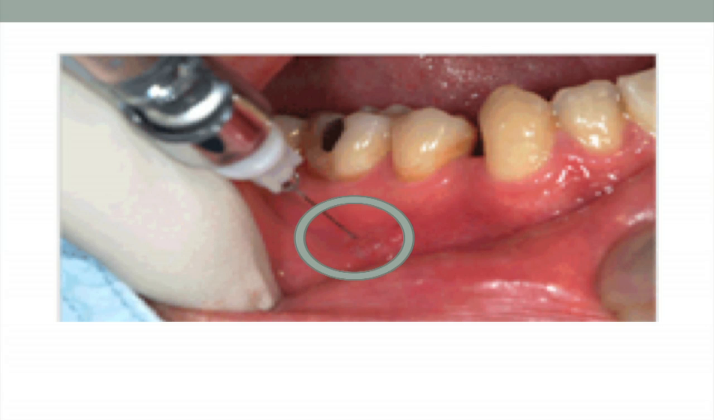As shown here, the needle is placed in the mucobuccal fold just below the mucosa, opposite the apex of the tooth requiring anesthesia. Because this technique requires a full cartridge of anesthetic solution, it should be done slowly. The ballooning of the tissue dissipates fairly rapidly.